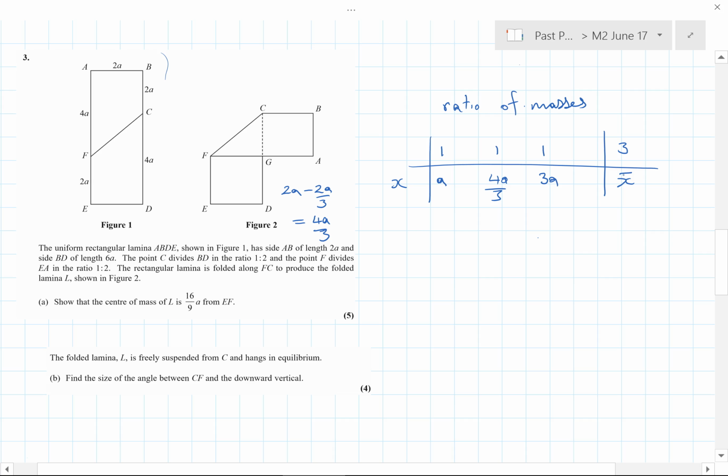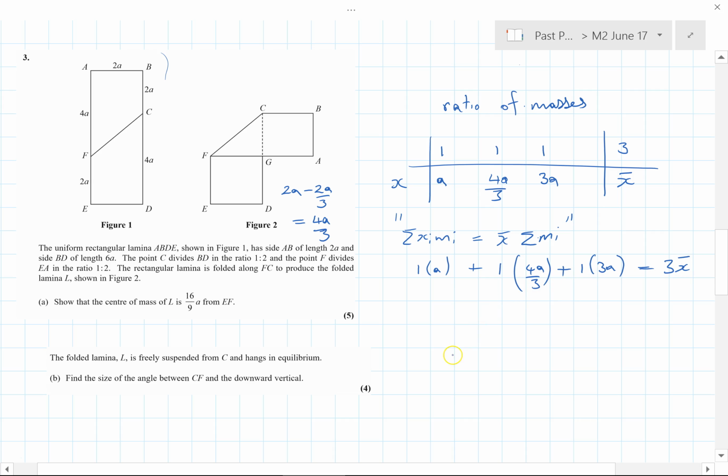So now all we have to do is use the formula sigma xi mi is equal to x bar sigma mi, or you don't even have to quote it to be honest, but just for those who do like to quote these things. So that's that times that, so that's 1 times a plus 1 times 4a over 3, that times that, plus 1 times 3a is equal to 3x bar.